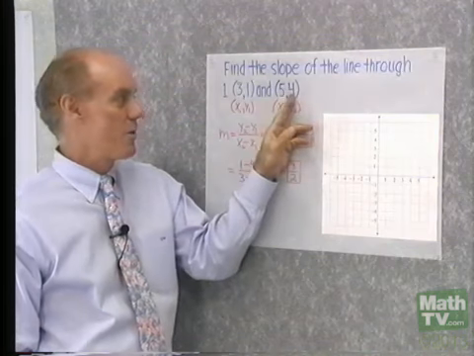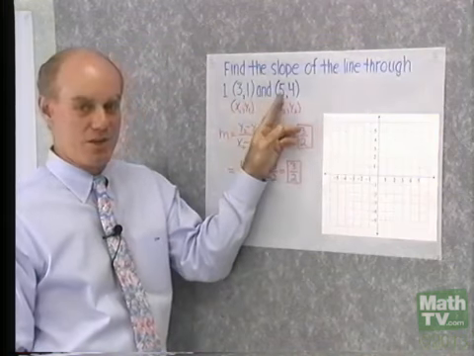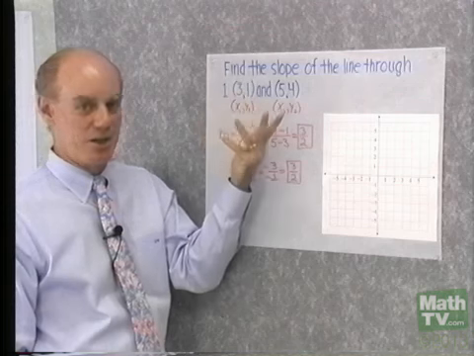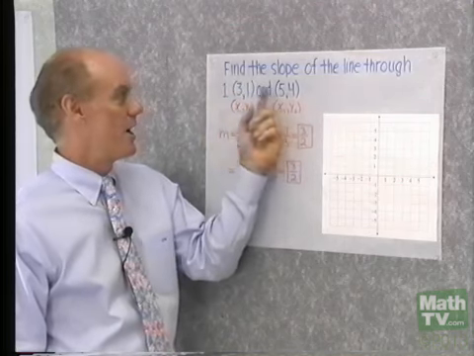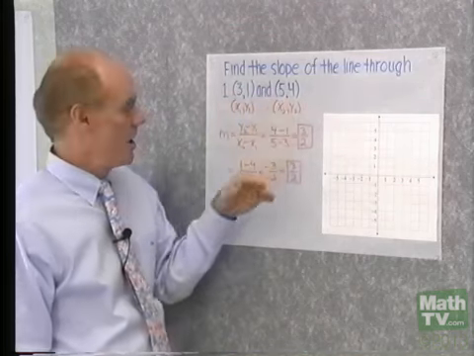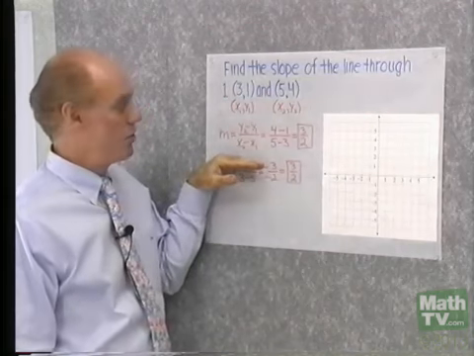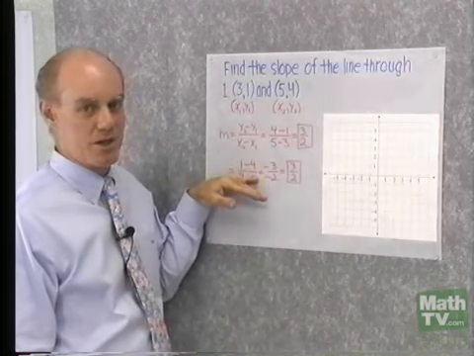So if I start with this y and subtract this y, I have to start with this x and subtract this x. If I do it the other way around, this y minus this y, then I have to take this x minus this x. The difference of the y-coordinates is always in the numerator. The difference of the x-coordinates is always in the denominator.